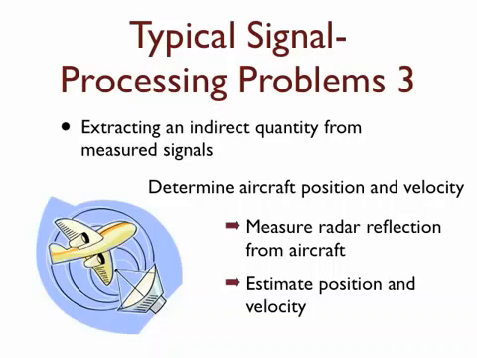Secondly, the relative velocity of the airplane with respect to the radar is embedded in the Doppler shift that we would see in the pulse. So if we can extract a Doppler shift from the measured signal, we can determine the velocity, the relative velocity anyway. So in these cases, the information that we're interested in is embedded within the signal, and we have to extract that from what we measure.